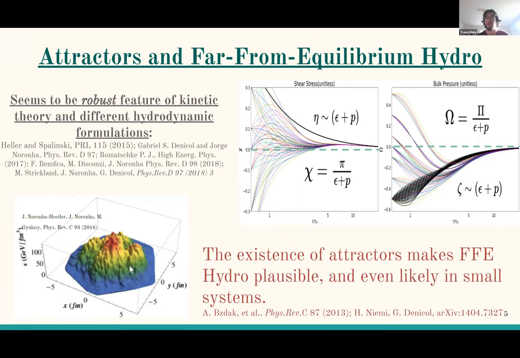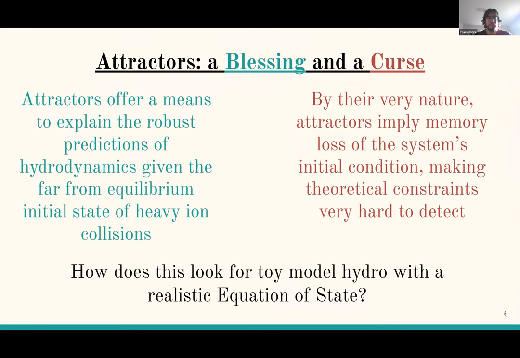And why should you expect something that has large gradients to be described well by hydrodynamics? Well, if these attractors exist, then that might be one way of explaining that. But in a way, it's a blessing and a curse, right? It's a blessing because attractors offer us a means to explain these robust predictions, given the far from equilibrium initial state, right?